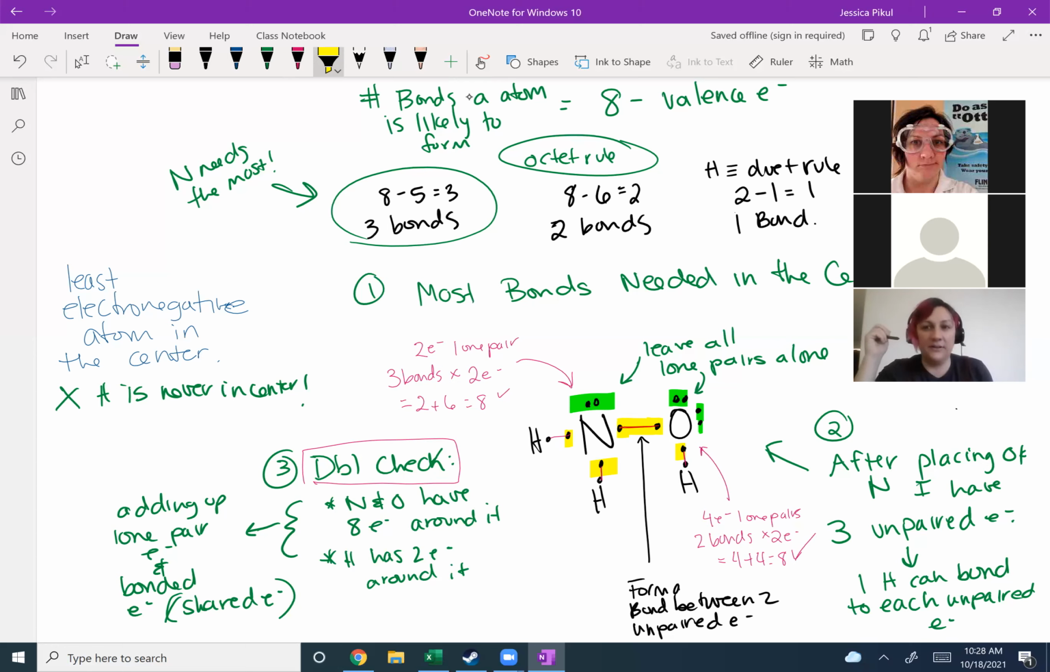Both of my hydrogens have 1 bond then. So they have 2 electrons in a bond. So that's just 2. That's great. So my hydrogen checks out at 2.